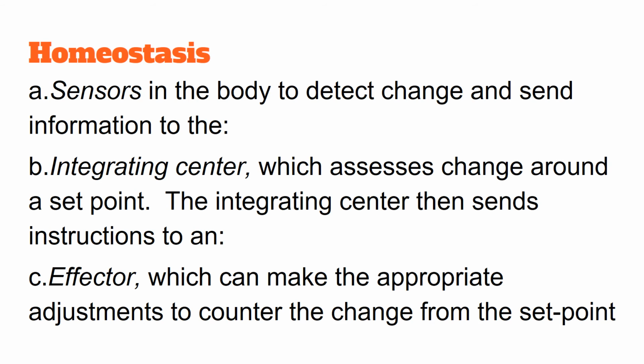Then that information from the integration center carries on to the effector, where the effector will make changes to counter changes from the set point. These are controlled either by cells within the organ, which is called intrinsic homeostasis, or will occur within the brain or other organs using the endocrine or nervous system. That would be via an extrinsic mechanism. All right, in the next couple of slides we'll go into the different kinds of feedback for homeostasis.